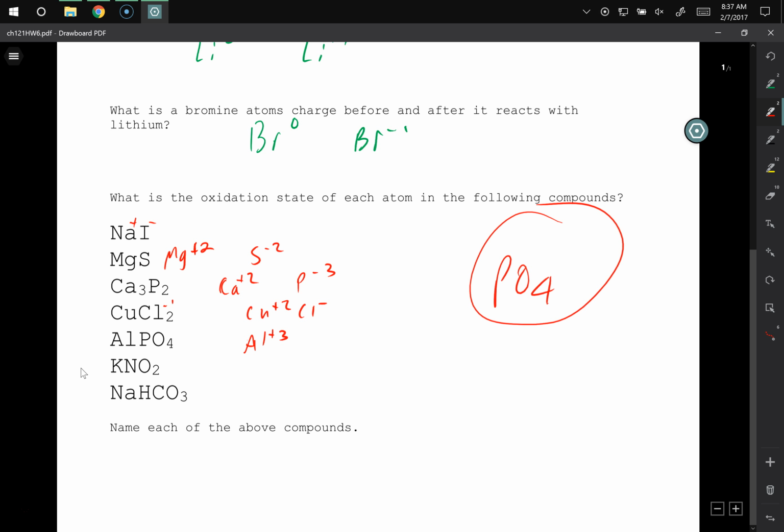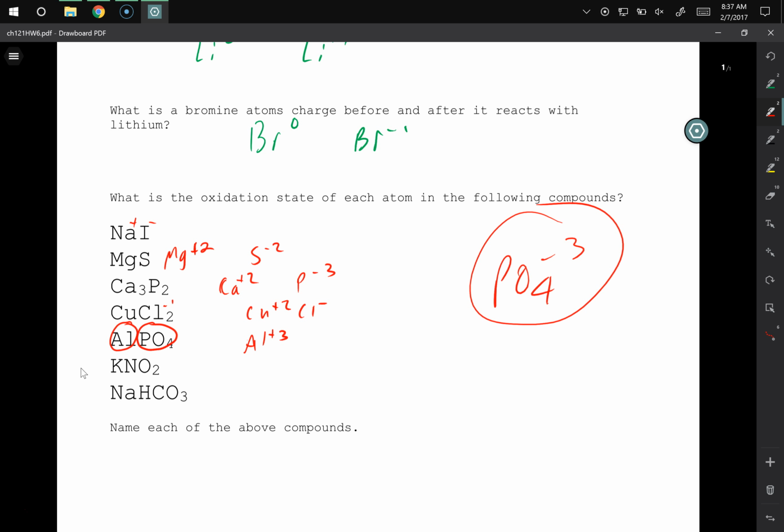What is this thing I have circled here? It's a phosphate, and phosphate's charge is -3, period. It's a definition of what a phosphate is. So if I recognize that this thing is an aluminum by itself, and this is a phosphate, and I remember that that phosphate has a -3 charge, then the aluminum has to have a +3 charge because it cancels out.